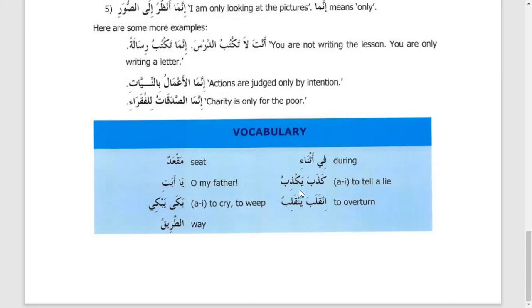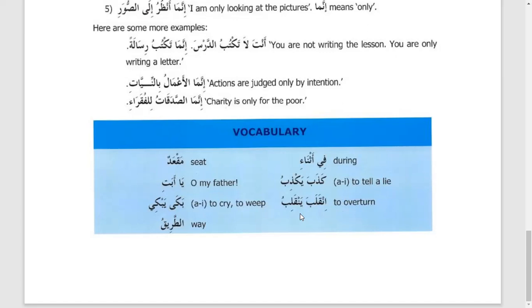Kadaba yakdibu, kadiban, to lie. Inqalaba yanqalibu, inqilaban, to overturn. Okay, this one is the extended form of the verb, which is called mazid fi. Okay, so let me ask you a question. Which verb form are we learning now? Presently, which verb form are we learning? We are learning thalathi mujarrad, yani only 3 root letters. The verb that consists of only 3 root letters.